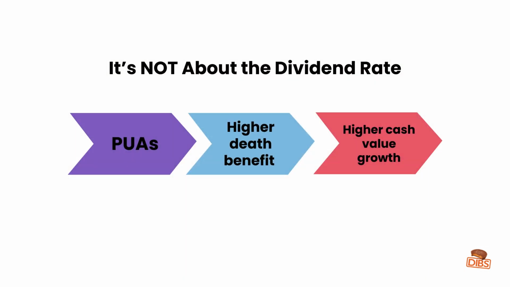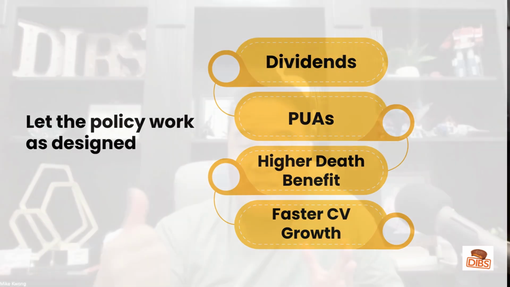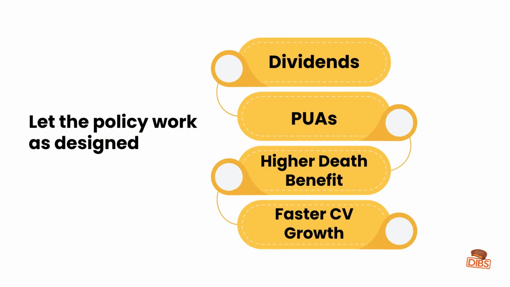So I know it's a complicated topic, but I just wanted to make sure we understand. Don't sweat the dividend. As my mentor always says, I don't care about the dividend. We don't spend it or use it anyways, especially while we're building up the policies. So just let them do what they're built to do, which is buy additional paid up additions, push that death benefit ever so higher and force that cash value to chase it up all the way along.